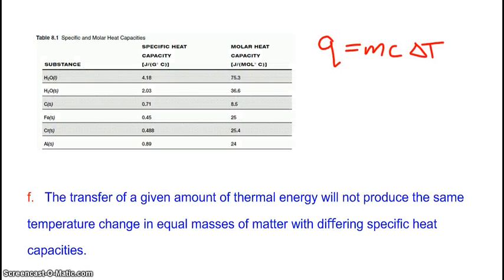The transfer of a given amount of thermal energy will not produce the same temperature change in equal masses of matter with differing specific heat capacities. What that means is the higher the heat capacity, the more energy is going to be needed to cause that substance to undergo a temperature change. The lower the specific heat capacity, the less energy is needed to cause that object to change temperature.